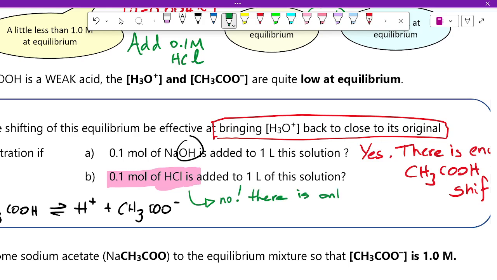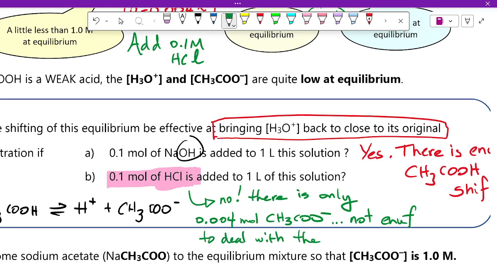There is only 0.004 moles of CH3COO minus, which is not enough to deal with the extra 0.1 mole of H plus. We're going to run out of it. Yes?